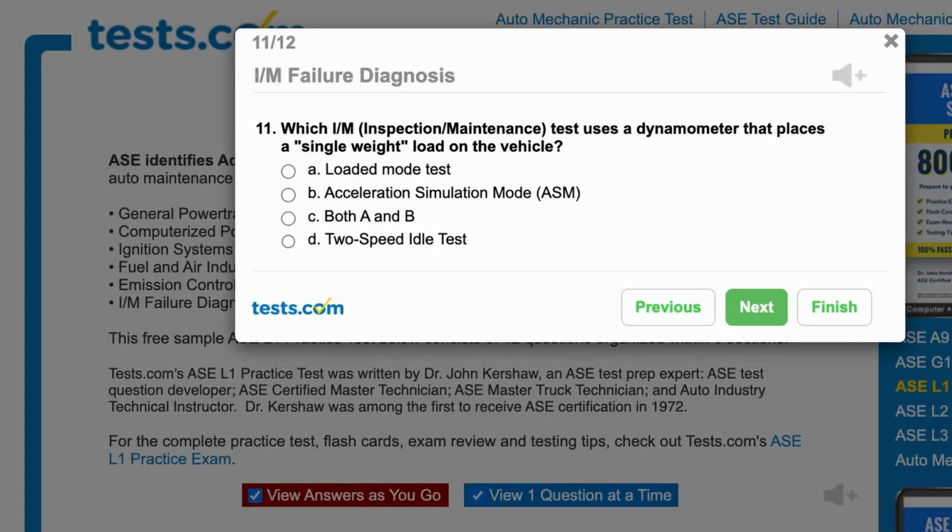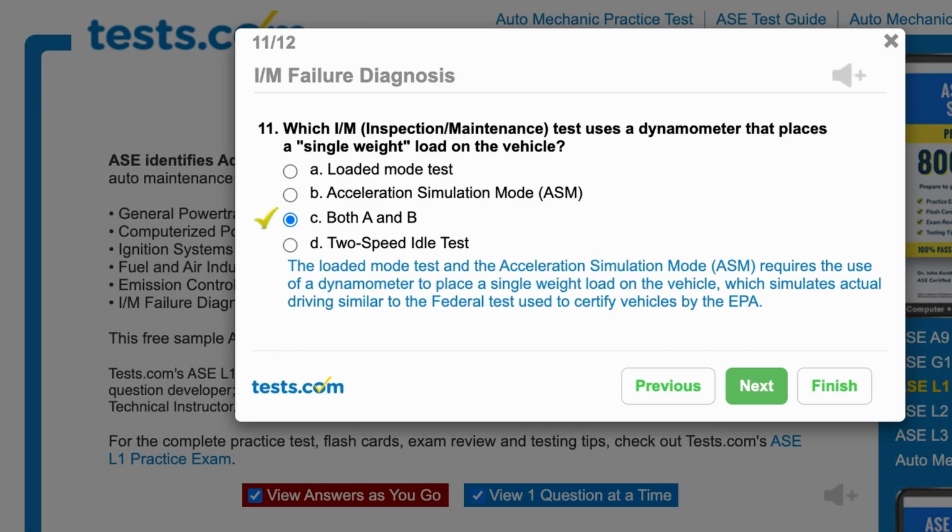IM failure diagnosis. Question 11. Which IM, inspection maintenance, test uses a dynamometer that places a single weight load on the vehicle? A. Loaded mode test. B. Acceleration simulation mode, or ASM. C. Both A and B. D. Two-speed idle test.